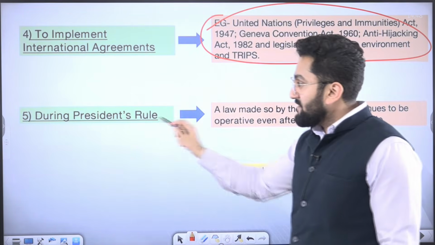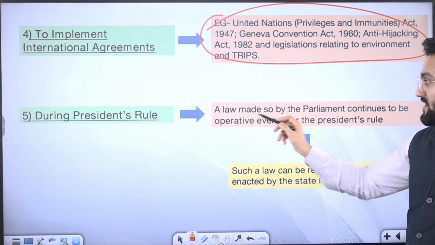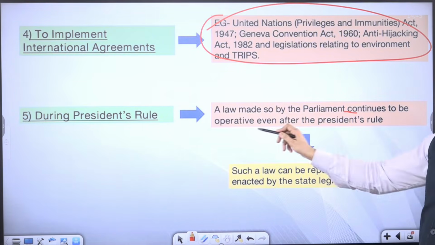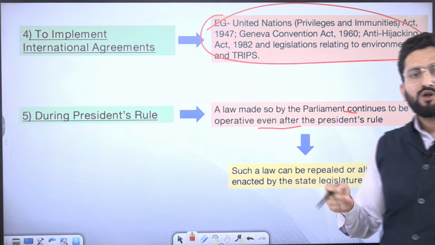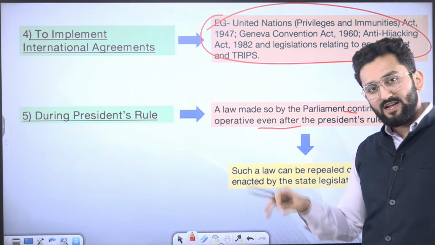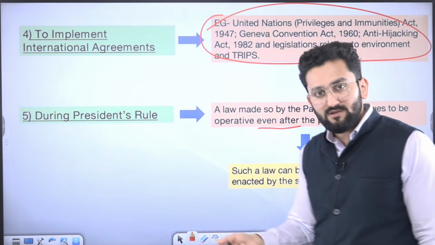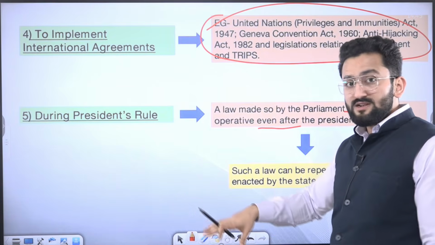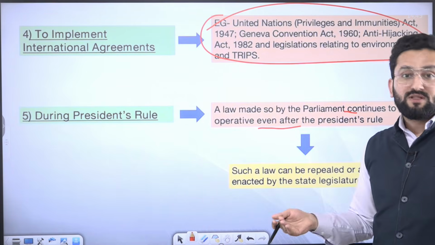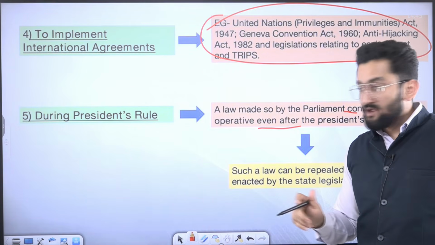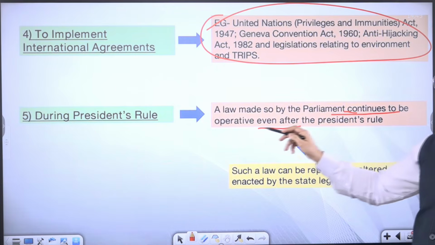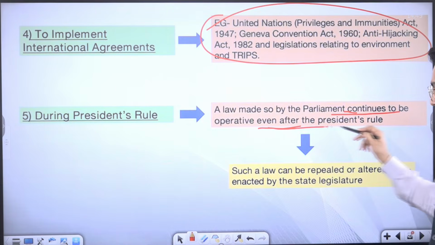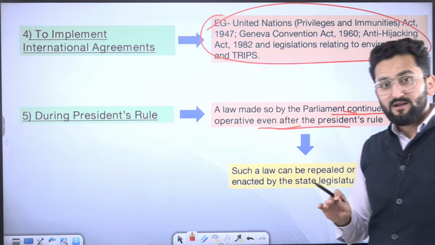Okay. Fifth, during President rule, a law made by Parliament continues to operate. I'm talking about Article 356, right? If constitutional machinery is broken and on this basis President rule is imposed, now Parliament will make law in this regard. So although the rule is President rule, Parliament will actually make this law. Okay, but it will be there.